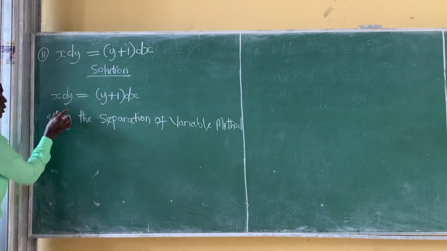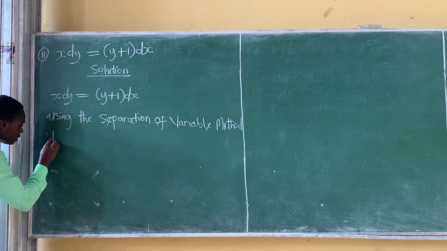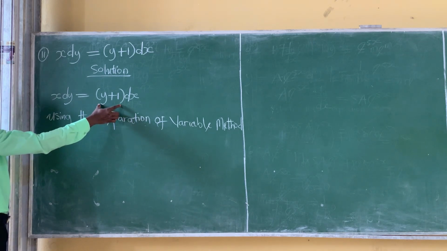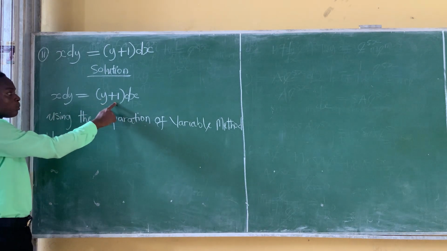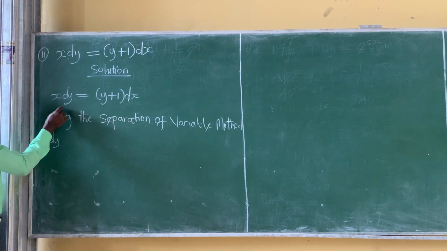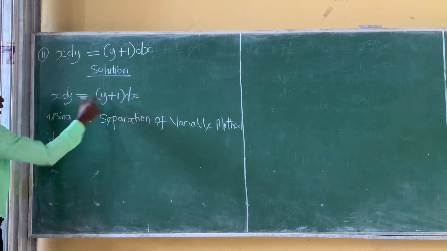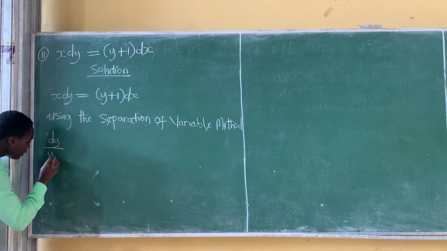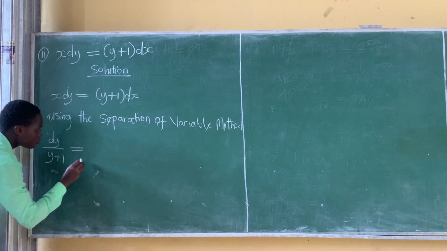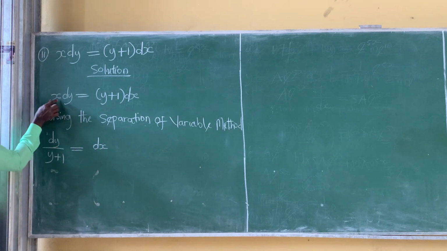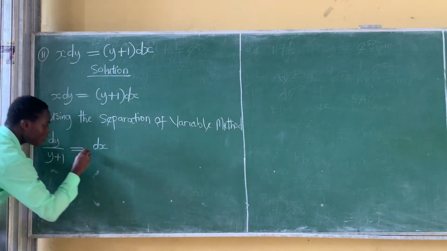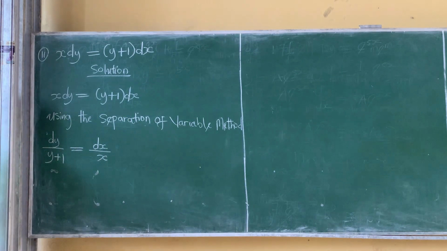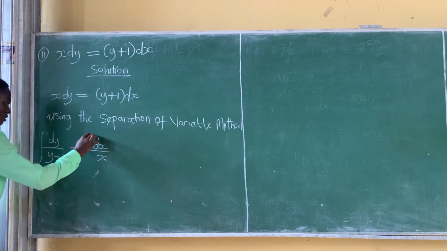So in this given question, we bring the term containing y, and the term here is y plus 1. For us to bring y plus 1 to the left hand side, we need to divide both sides by y plus 1. So we have dy over y plus 1, and this is being equal to dx over x. To bring x to the right hand side, we divide both sides by x. Now to find the solution, we need to integrate both sides.